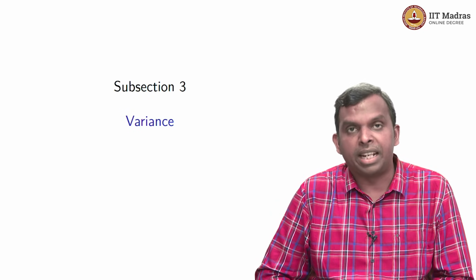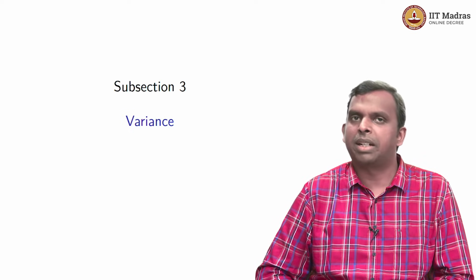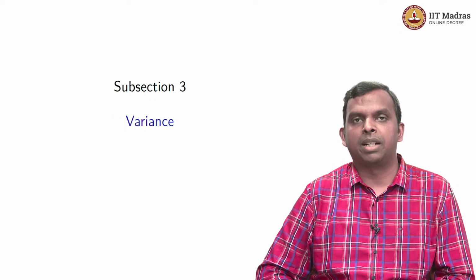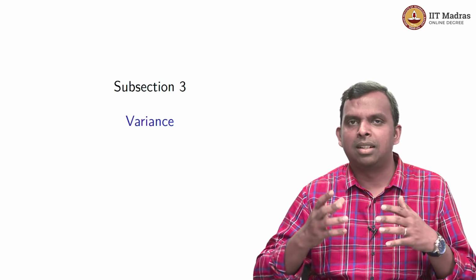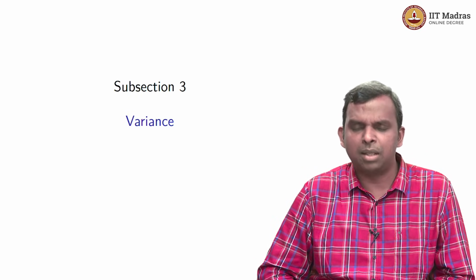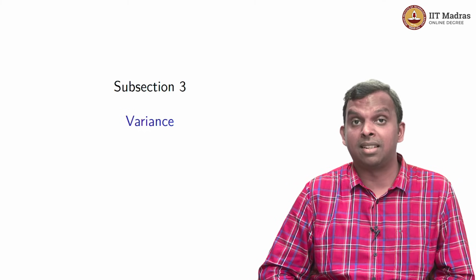This lecture is on variance. We've seen the expected value of a random variable before. Variance is a special type of expected value, related to a special type of calculation involving expected values. We'll see the motivation for variance, why it's needed, and its definition.